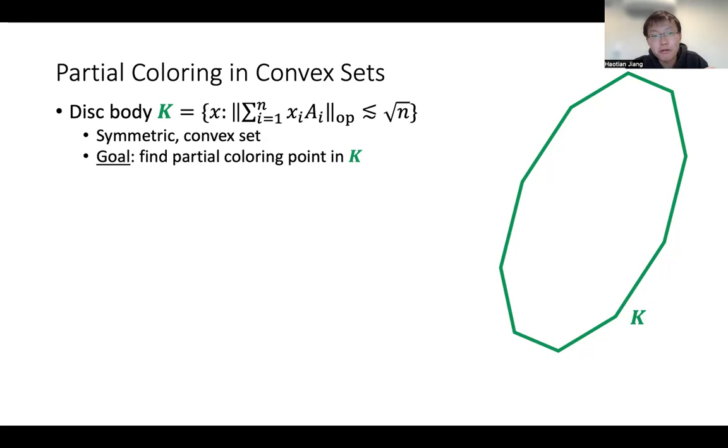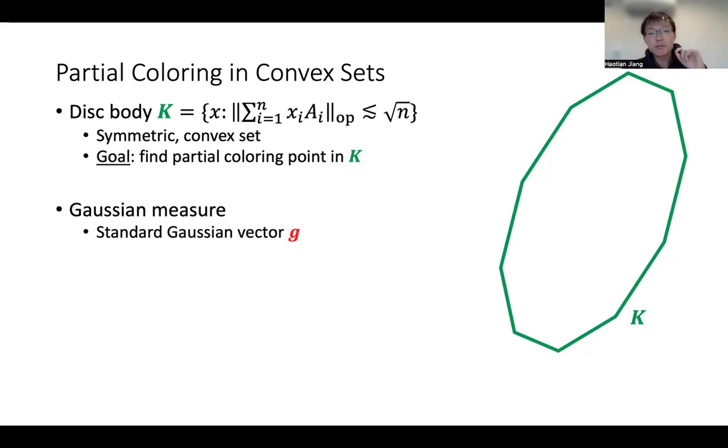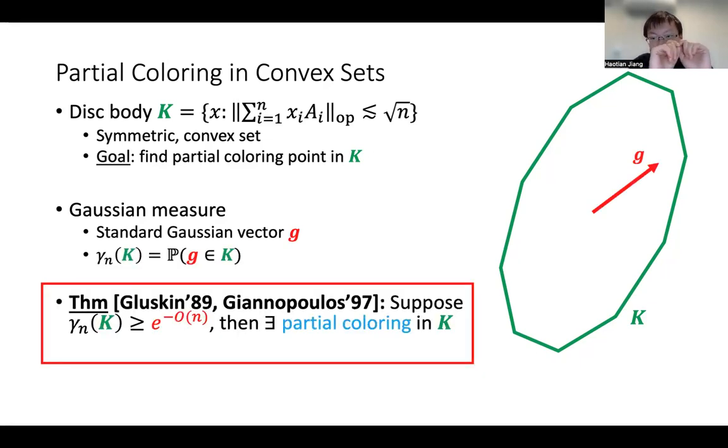Because if we find a partial coloring point inside K, then by definition, this partial coloring would have a discrepancy at most a constant times root n. And it turns out there's a standard method based on convex geometry for finding a partial coloring inside a convex set. This is by looking at the Gaussian measure of K. So what is the Gaussian measure? This is where you pick a standard Gaussian vector G, and you look at the probability that this Gaussian vector G lies inside K. The Gaussian measure is basically the Gaussian mass of a standard Gaussian distribution inside K.